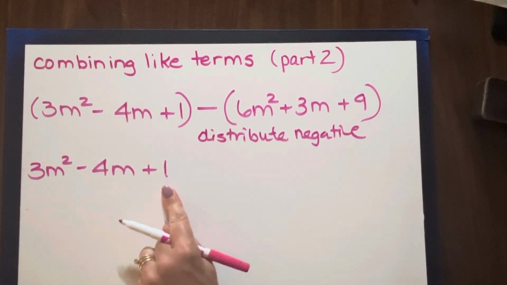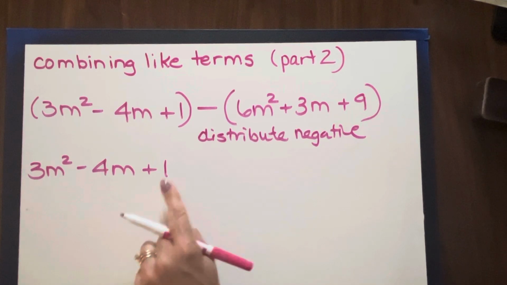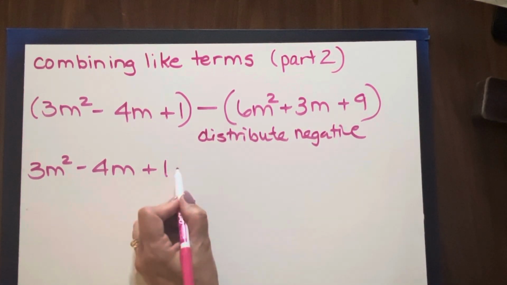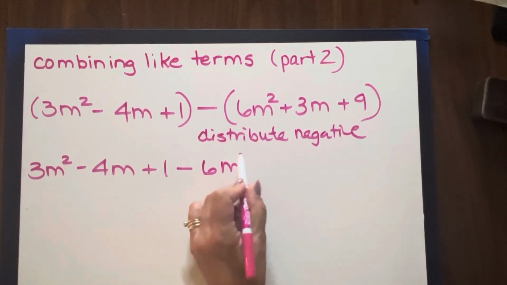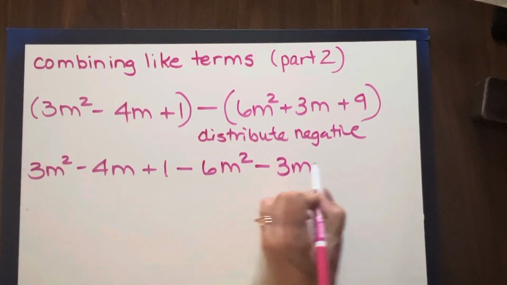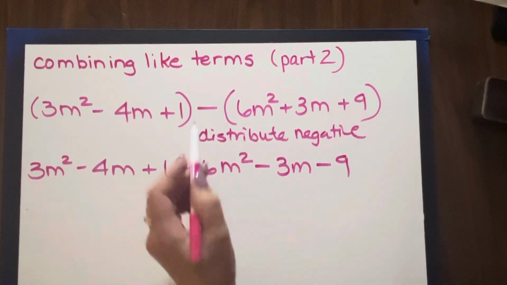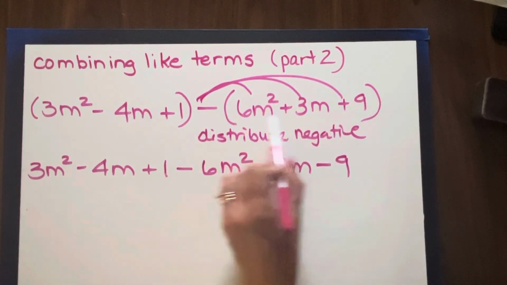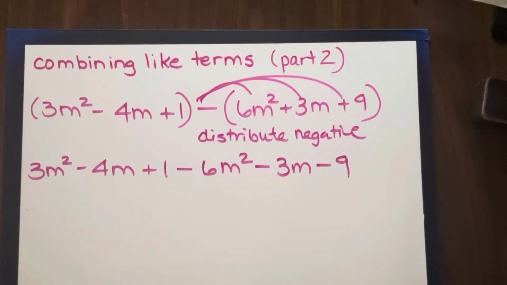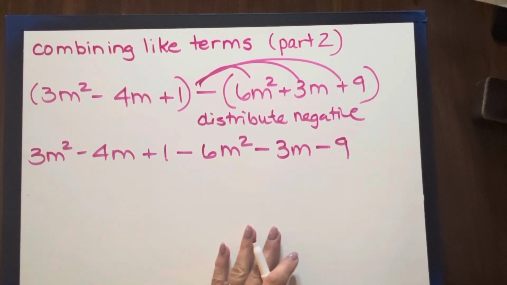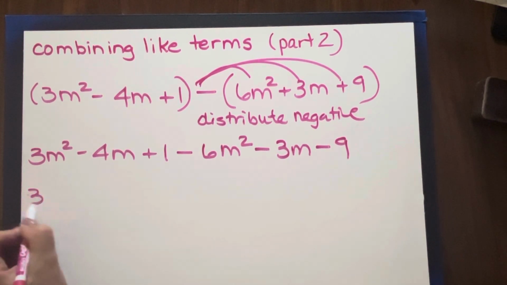My first terms stay the same. I can drop those parentheses. After I distribute this negative, I can also drop the parentheses. So I'm going to get a negative 6m squared, a negative 3m, and a negative 9. If you would like to draw the arrows to remind yourself every term gets this negative sign, that's a good way to not forget anything and leave them out. Once we've finished with the negative, now we're going to treat this like we have all of the other problems.